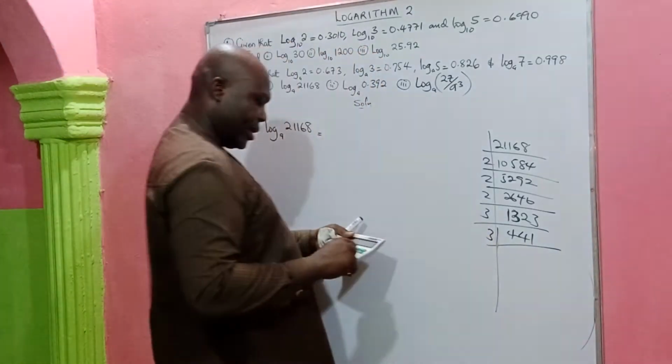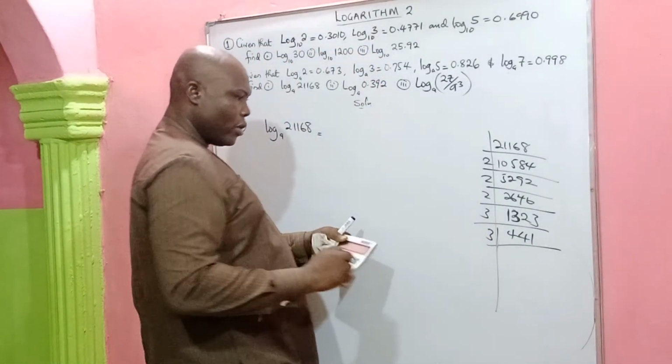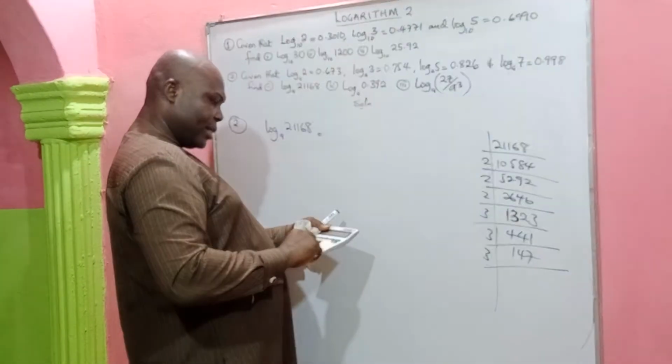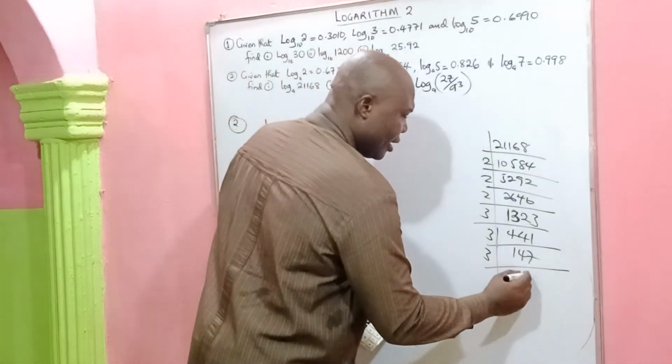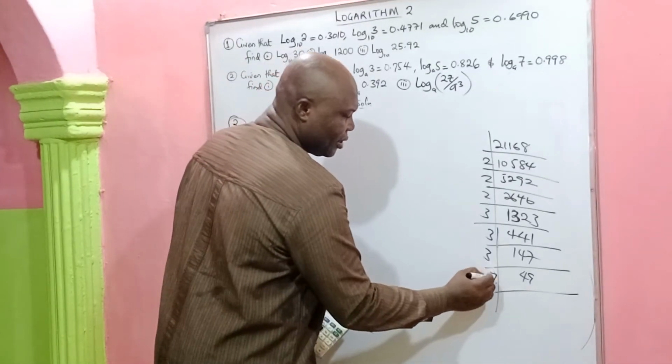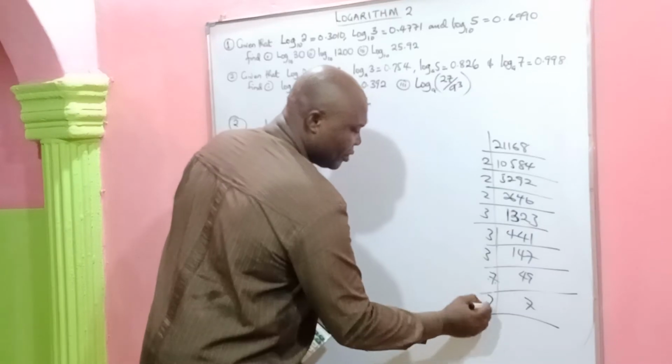Let's try 3 again. Divide by 3: 147. Let's try 3 again. Divide by 3: 49. 3 cannot go any longer, so we'll try 7. 7 and then 7, 1.